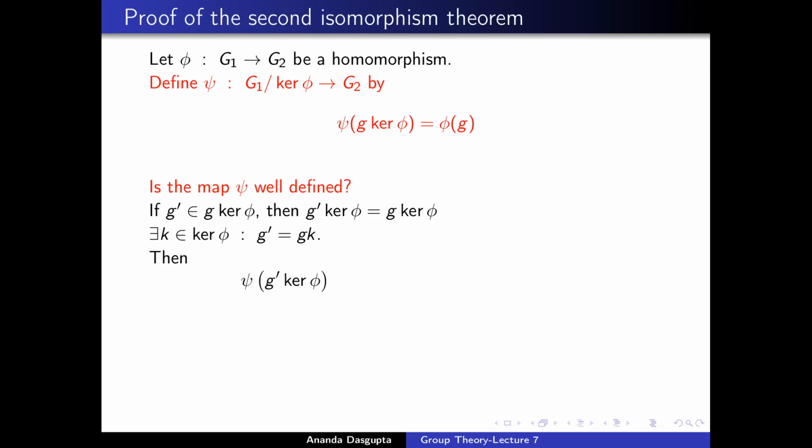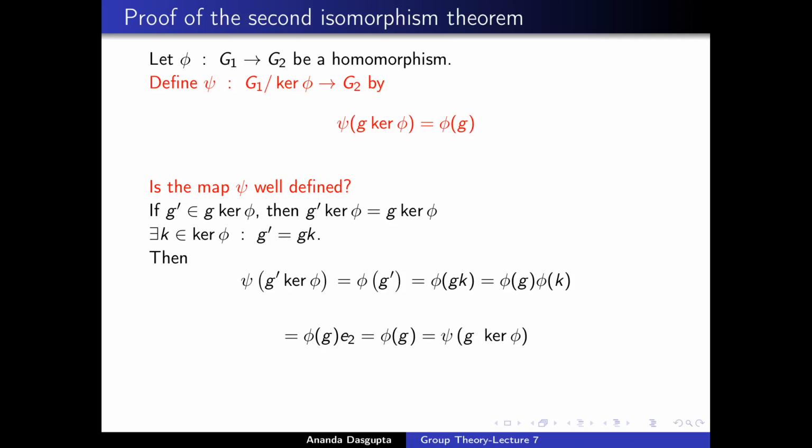And now our rule gives for psi of g prime ker phi the element phi of g prime. But phi of g prime is phi of gk, and because phi is a homomorphism, that's the same as phi g times phi k. But notice k is a member of the kernel of the homomorphism, which means phi k is, of course, e2. So the result is phi g times e2, which, because e2 is the identity, is simply phi g, and phi g, remember, was what our map psi gave to g ker phi.